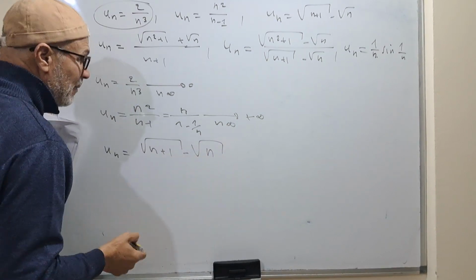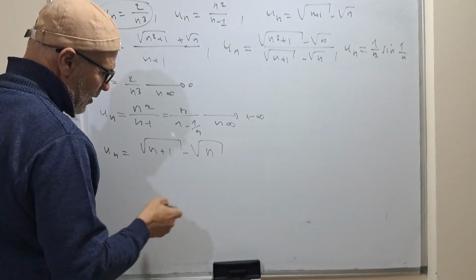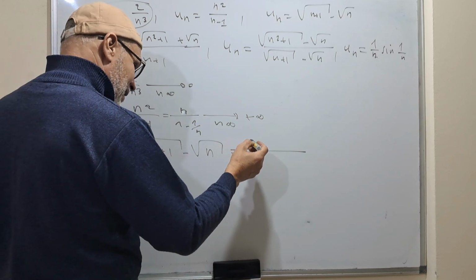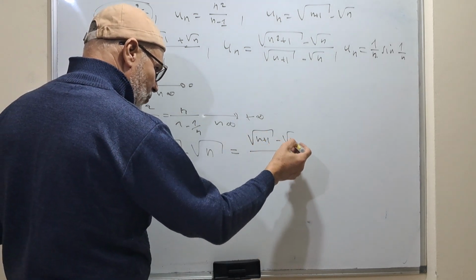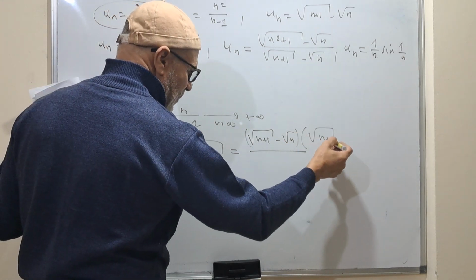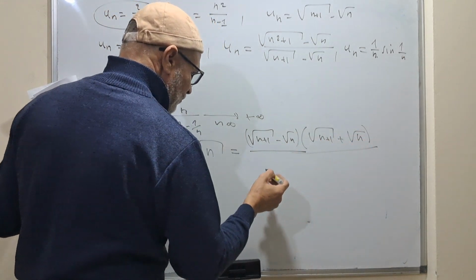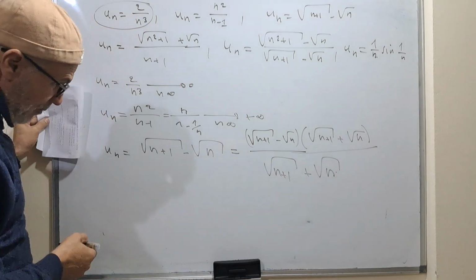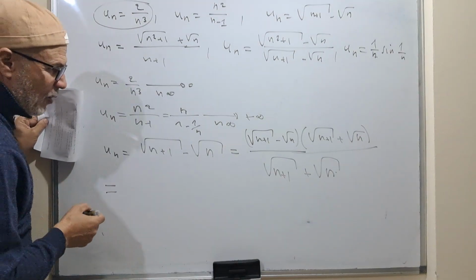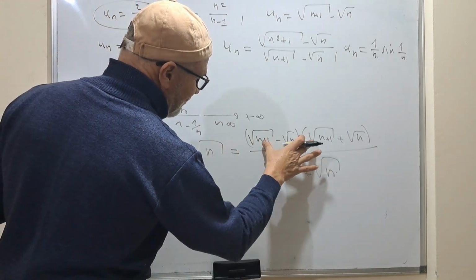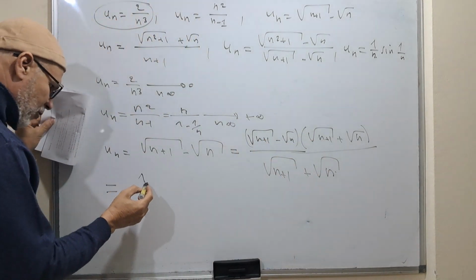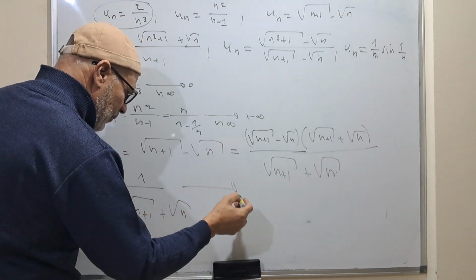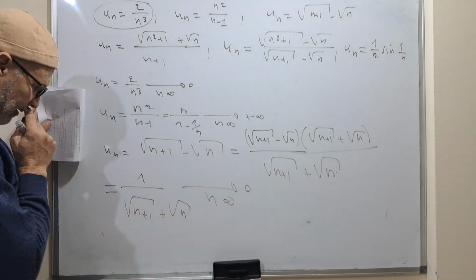For the third one, un equal to the square root of n plus 1 minus the square root of n, and this is equal, we multiply by the conjugate in this sense, so it gives us n plus 1 minus n over the square root of n plus the square root of n plus 1, and it is equal to 1 over the square root, and it goes to 0 when n goes to plus infinity.